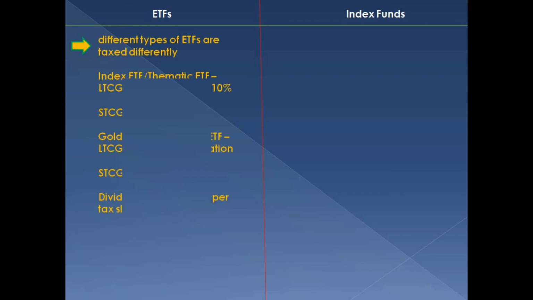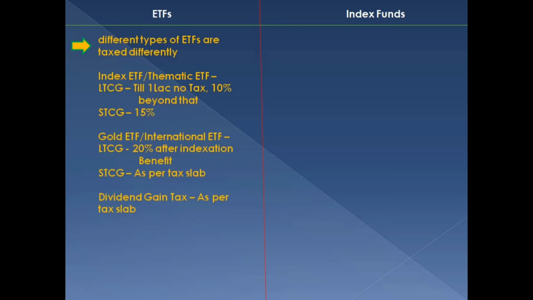Now come to the most important part, taxation. Let's discuss ETFs first. There are different types of ETFs, and the taxation is different for different ETFs. So let's consider index ETFs or thematic ETFs. These are basically equity ETFs. For equity ETFs, your long-term capital gain up to 1 lakh for the year will have no tax. Beyond that it is 10%, and your short-term capital gain is 15% if you sold it before 1 year.